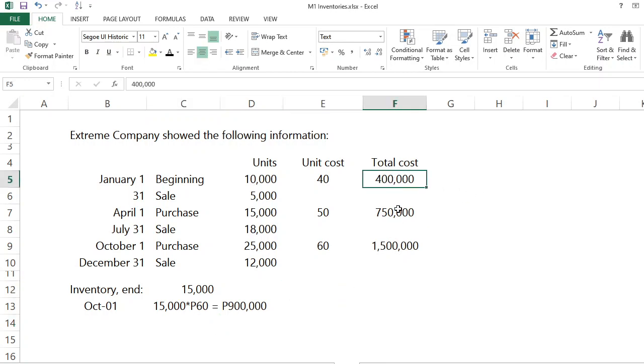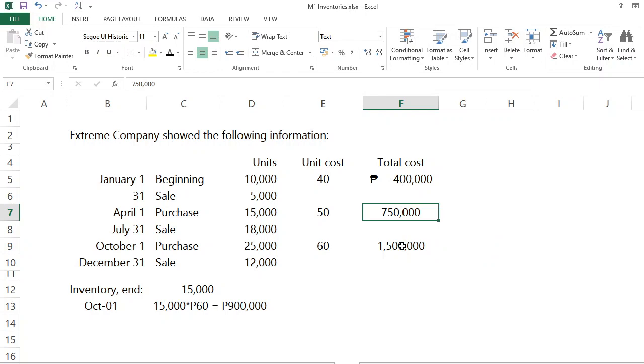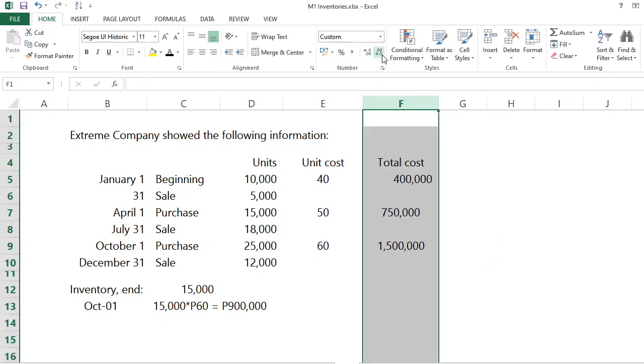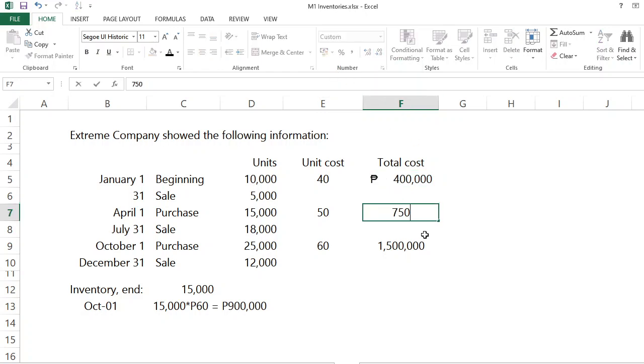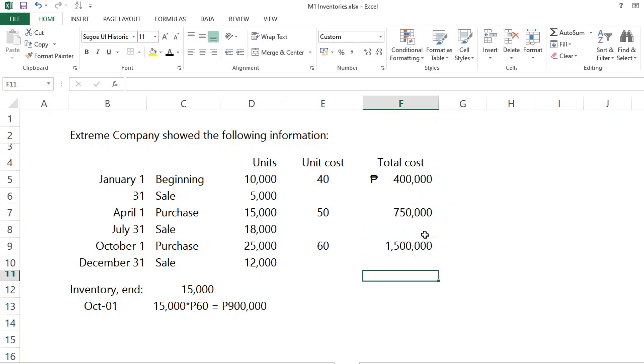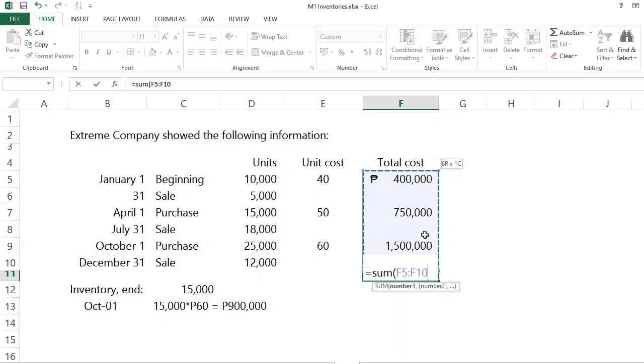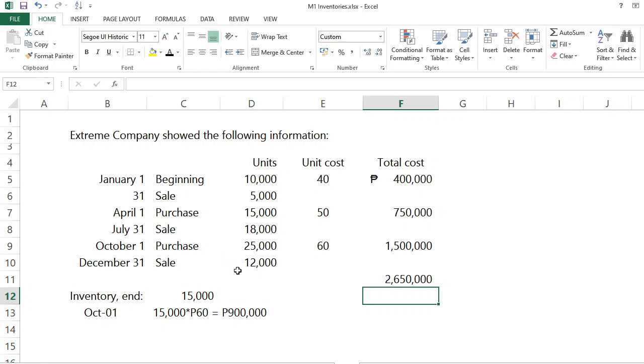Ayan, may total cost naman data diri. So, dali na lang. Butangan na itong peso sign pa di ta malibog. Ay, bakit ayaw niya? Ay, ayaw niya. Wait lang. Ay, ayun. Okay, that's 400,750. Ay, nawala na naman. And your 1.5 million. That's a total of 2.65. Okay.